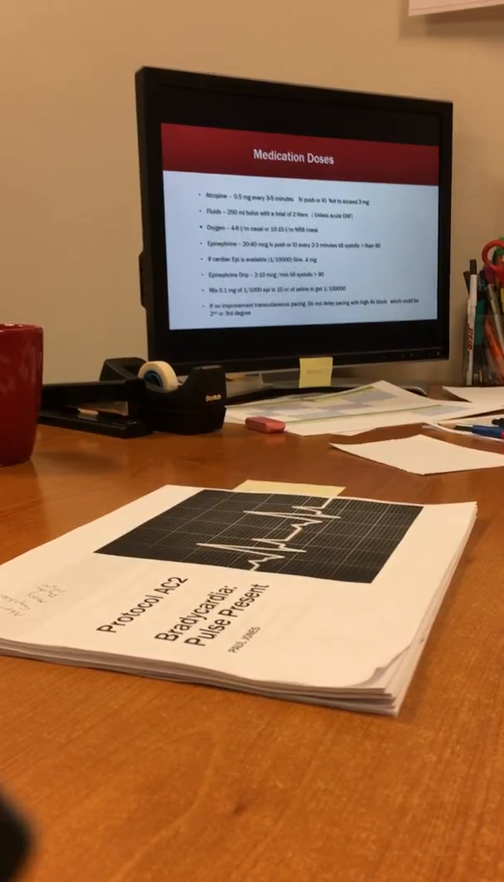Medication dosages: atropine 0.5 every 3 to 5 minutes, IV push or IO, not to exceed 3 milligrams. And you need to be careful and push that quickly, because if you push it too slowly, it can cause reverse effects and cause more bradycardia.